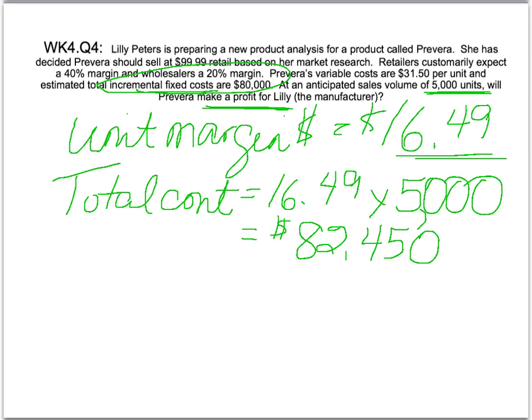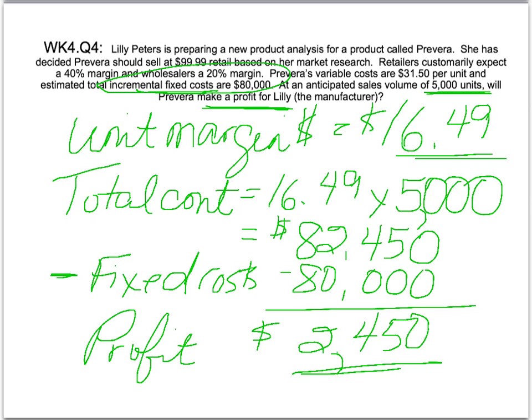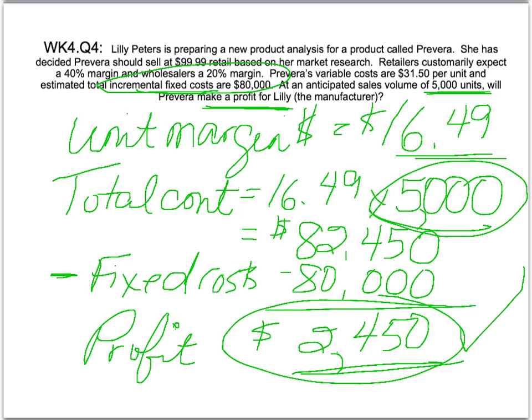$82,450. From your total contribution, you subtract your fixed costs of $80,000, and what you're left with is your profit. So in this case, our profit would be $2,450. So what's the answer to the question? Yes, we do make a profit. If this was a negative number, the answer would have been no, we do not make a profit. But in this case, we're making a profit of $2,450 as long as we do indeed sell those 5,000 units.